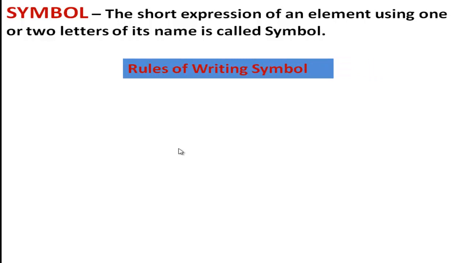Symbol: the short expression of an element using one or two letters of its name is called symbol. So symbol actually is the short expression of the name of an element, and here generally one or two letters of its name are used. So there must be rules to write a symbol. Now you have to know by which rules symbols are taken or used. So now we will know about rules of writing symbol. Follow the rules carefully, attentively and properly.